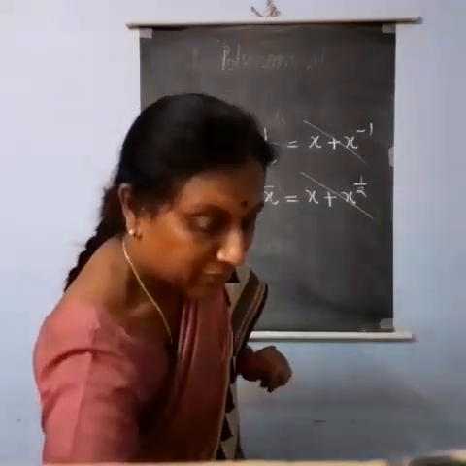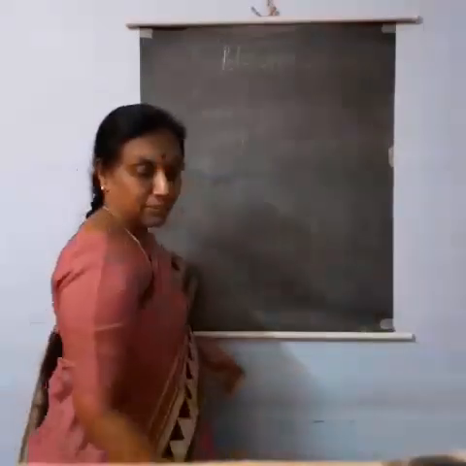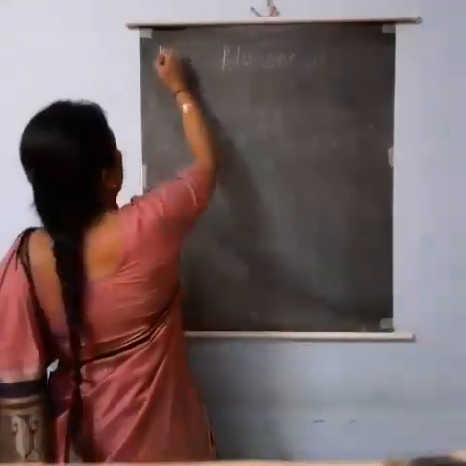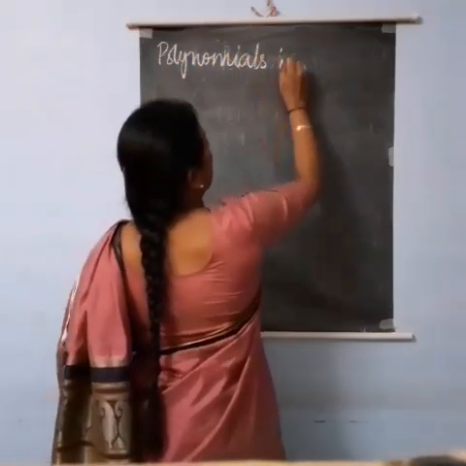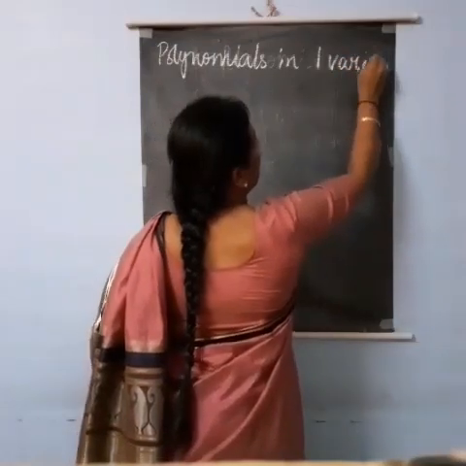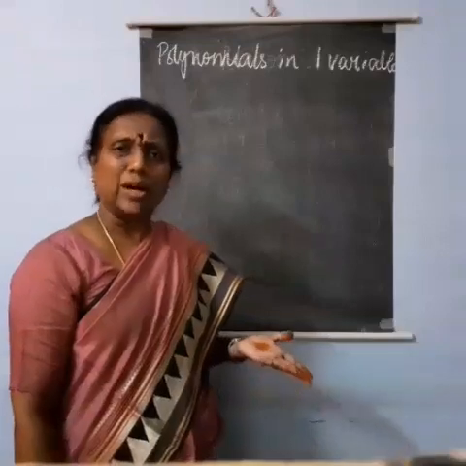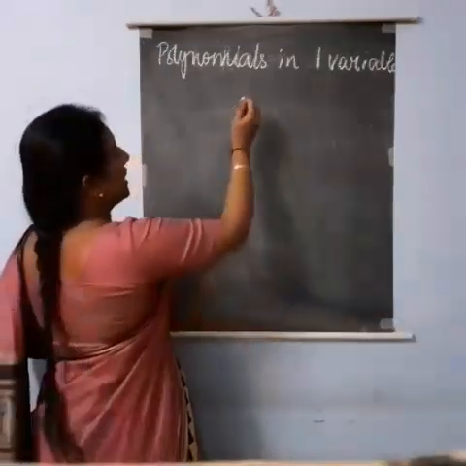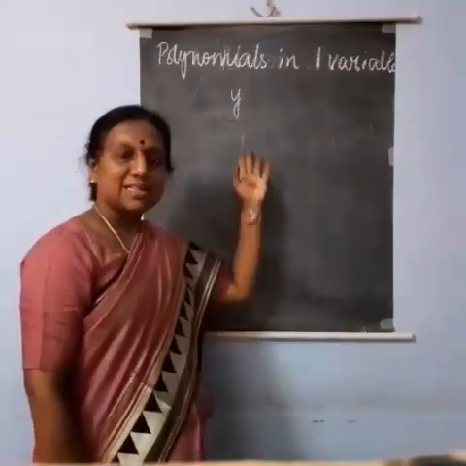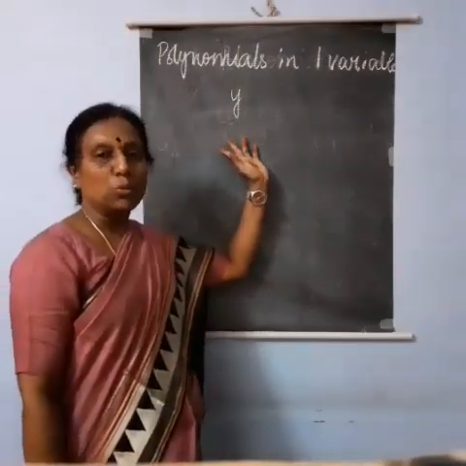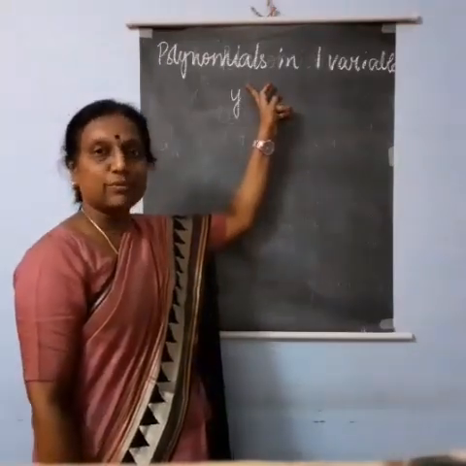Now this year, we are only going to discuss polynomials in one variable. So it can be either an x or a, b, y, anything. Supposing I have y. Yes, this will be a polynomial in y, because the power of y is a whole number. y to the power of 1.